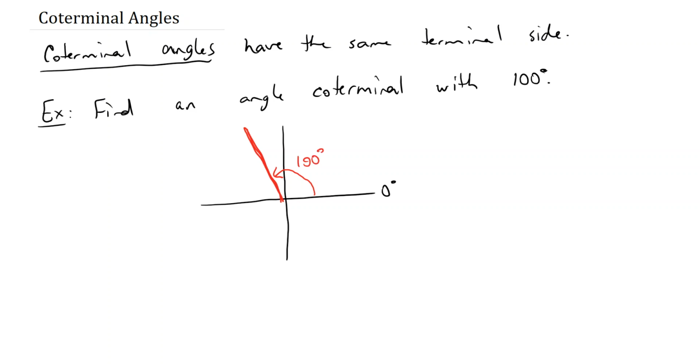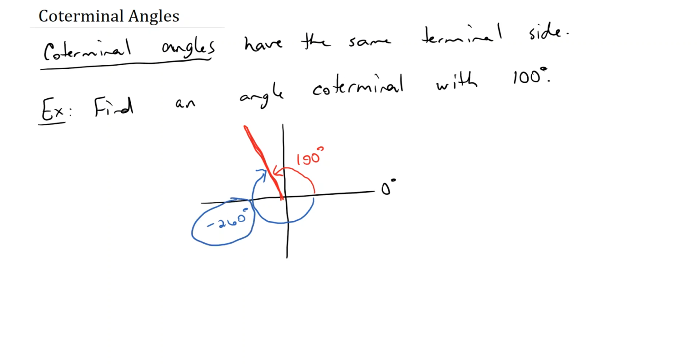So another angle that could be coterminal is any other angle that lands at the same terminal side. So one way I could do that is I could start at 0 and rotate in the negative direction. So the question is, how much rotation is that? Well, if this is 100 degrees, then this guy has to be the rest of the revolution, which altogether would be 360. So the green one has to be 260, but it's negative. Okay? So this is a negative 260 degree angle. That's coterminal with 100 degrees.